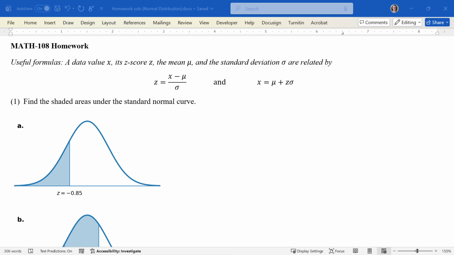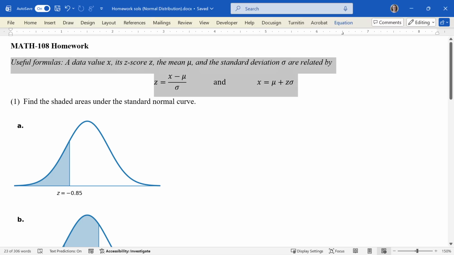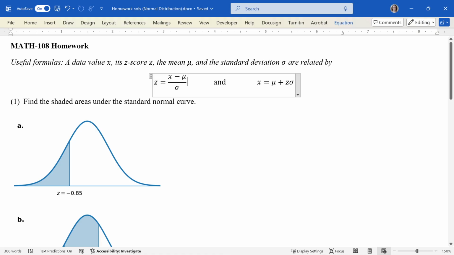Hello everyone. In this video, I'm going to go over some questions about the standard normal distribution. At the top here, I gave you a couple of useful formulas. This is the formula for the z-score from a data value, the mean, and the standard deviation. And then this is the one that reverses that formula to let you get the data value from the mean, the standard deviation, and the z-score.